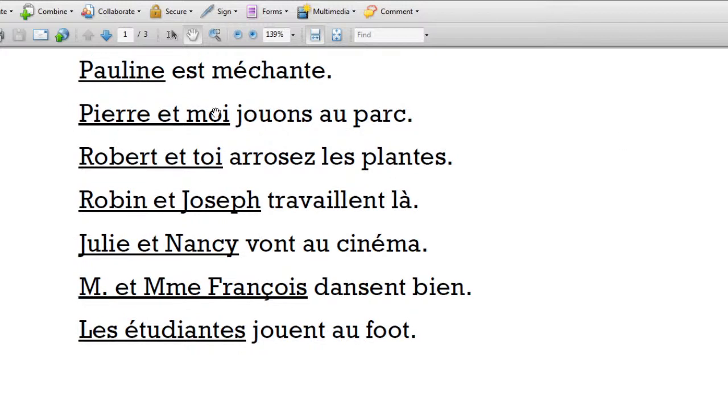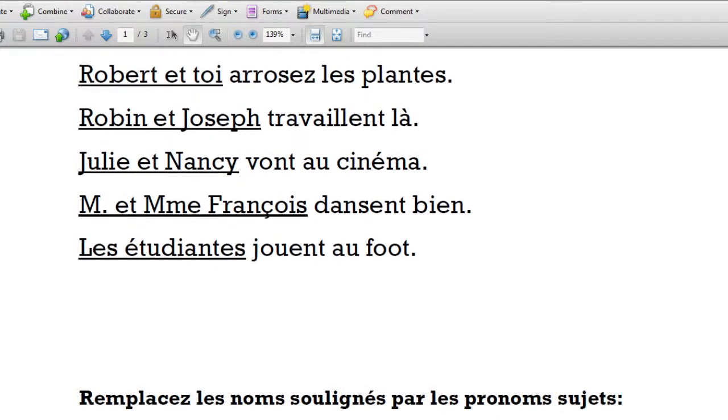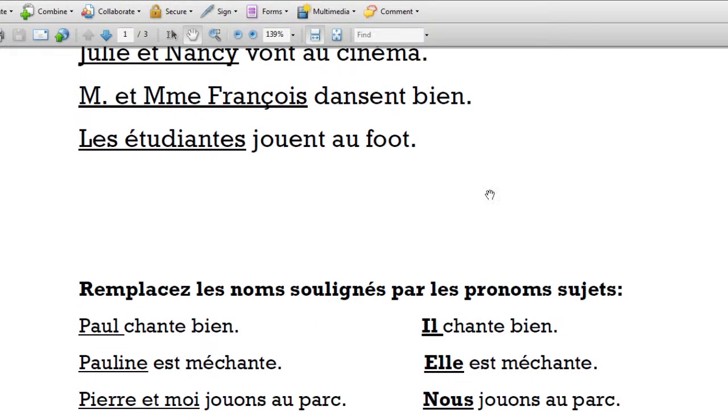You can see Pierre et moi. As I told you, this pronoun tonique can also be added up, joined with some other proper noun. Like Pierre et moi. That is Pierre and me. Me is the first person, right? First person plus another one. First person moi, that is me, plus another person becomes first person plural. So Pierre and me will be we. You can see. Pierre et moi jouons au parc. Nous jouons. Pierre and me. So first person plus somebody else. Nous. Next.